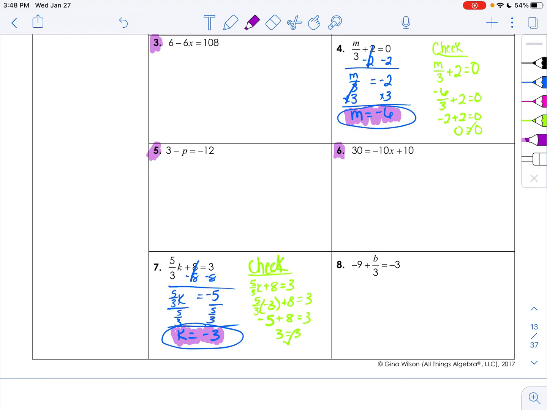Now remember, when you go back and you check it, if you're not getting that true statement, go back and look at your problem and rework it. See if you can find your mistake. And go ahead and highlight number 8. So it's going to be similar to number 7.